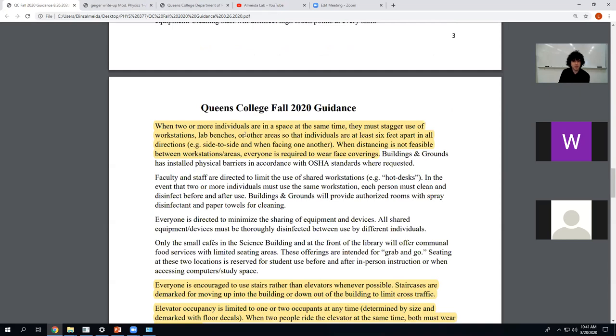When two or more individuals are in a space at the same time, they must stagger use of workstations, lab benches, or other areas so that individuals are at least 6 feet apart in all directions, side by side and when facing one another. When distance is not feasible between workstation areas, everyone is required to wear a face covering. So that will happen in our lab, because sometimes you will not be able to be 6 feet apart. So you must wear the personal protective equipment at all times.